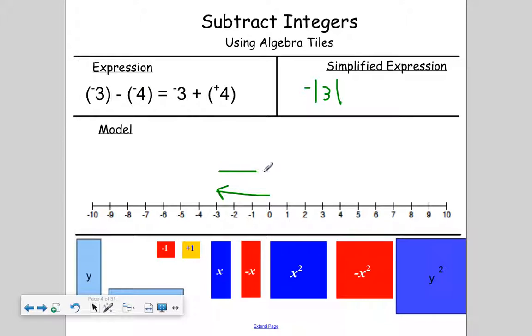4 units. So I go from negative 3, I go 4 units to the right. 1, 2, 3, 4. So where did I stop at? 1.